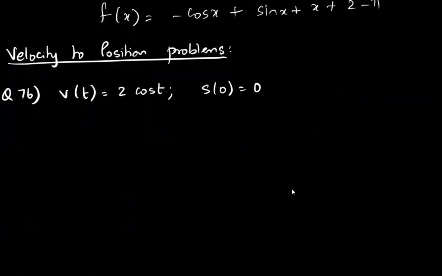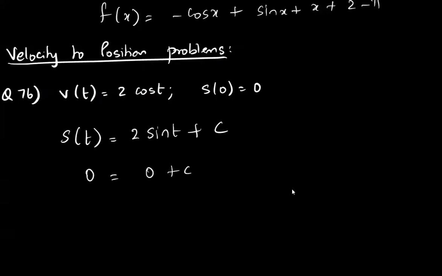Velocity to position. So we have to write the position function now. So if you take the antiderivative of velocity, you will get the position. So s of t is equal to 2 sine t plus c. So then I substitute 0 equals 2 sine 0 is 0 plus c, which means c is 0. So my position function is nothing but 2 sine t.